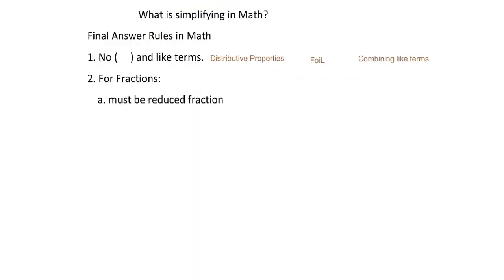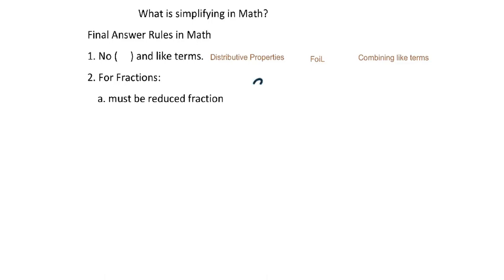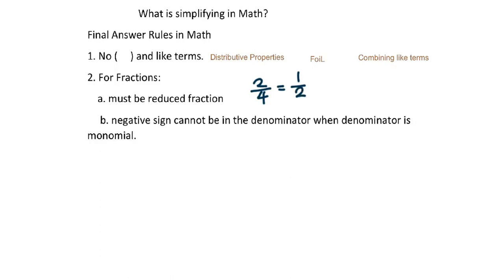Now for number 2, for fractions, as a final answer, it must be a reduced fraction. For example, if we have 2 over 4, we reduce it into 1 over 2. Number 3, a negative sign cannot be in the denominator when the denominator is a monomial. For example, if we have 3 over negative 2, it's not the final answer.